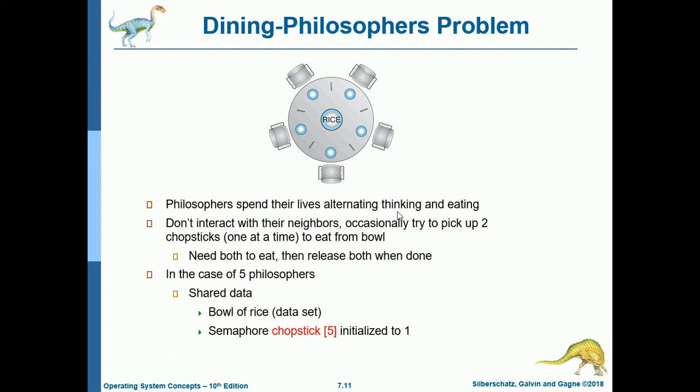So in the case of five philosophers, the shared data, of course, is the bowl of rice, which is a data set. And for the semaphore chopstick, we have five, because it is one, two, three, four, five. Five chopsticks initialized to one.